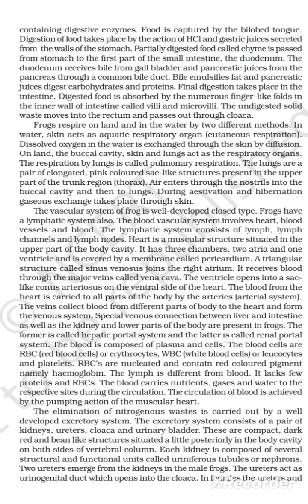Partially digested food called chyme is passed from the stomach to the first part of the small intestine, the duodenum. The duodenum receives bile from the gallbladder and pancreatic juice from the pancreas through a common bile duct. Bile emulsifies fat and pancreatic juice digests carbohydrate and protein. Final digestion takes place in the intestine. Digested food is absorbed by the numerous finger-like folds in the inner wall of the intestine called villi and microvilli. The undigested solid food moves into the rectum and passes out through the cloaca.